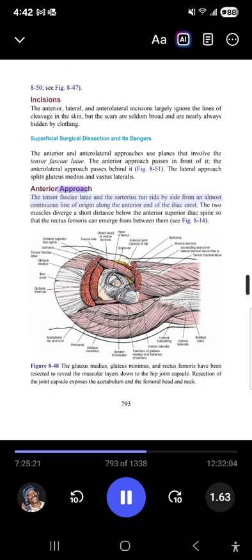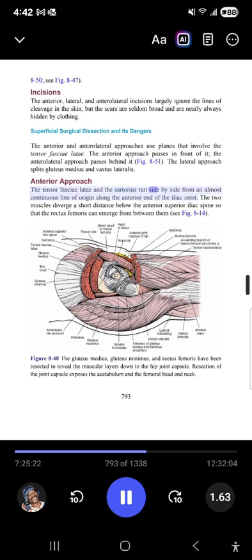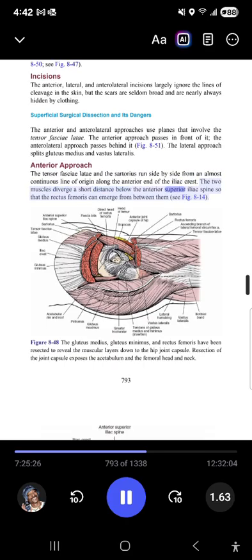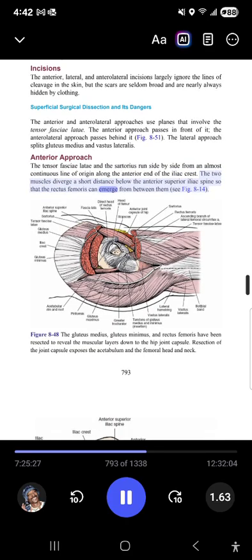The tensor fasciae latae and the sartorius run side by side from an almost continuous line of origin along the anterior end of the iliac crest. The two muscles diverge a short distance below the anterior superior iliac spine so that the rectus femoris can emerge from between them, see figure 8-14.